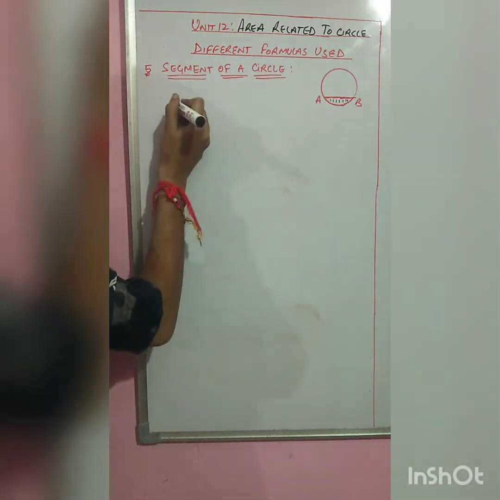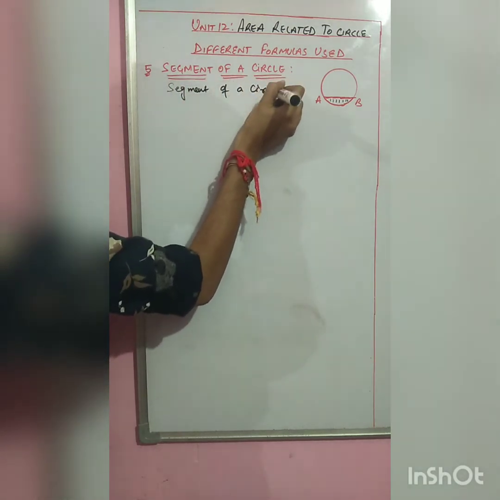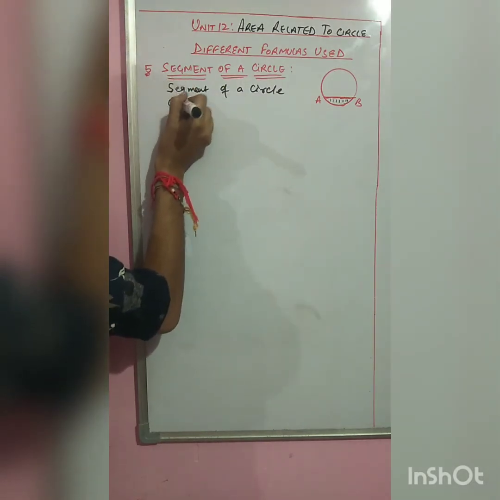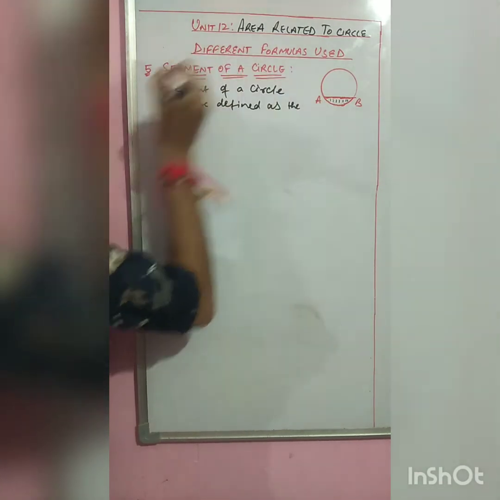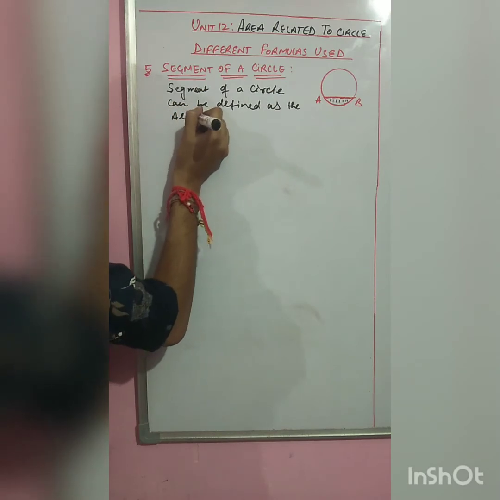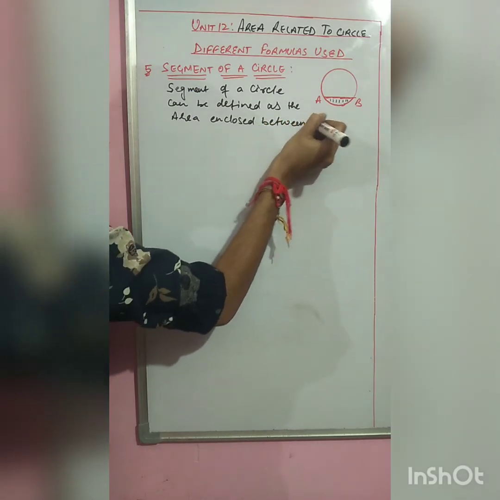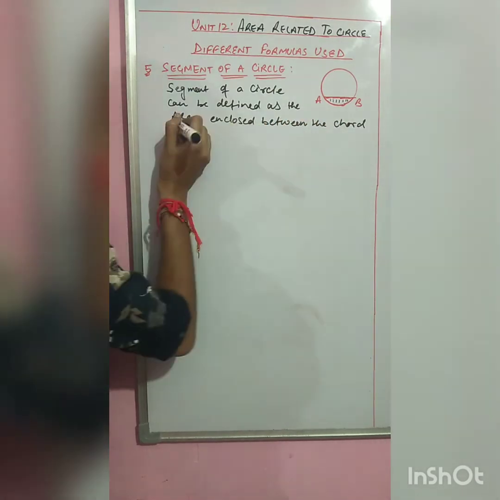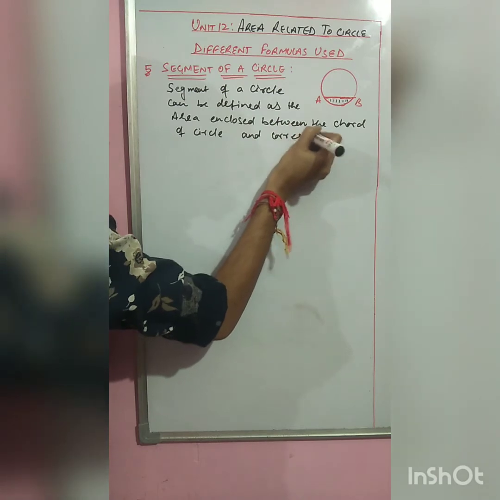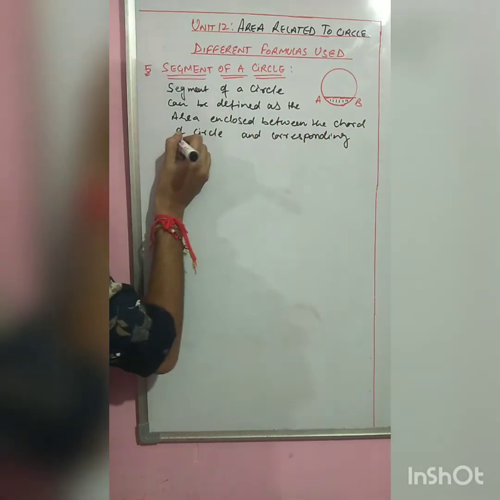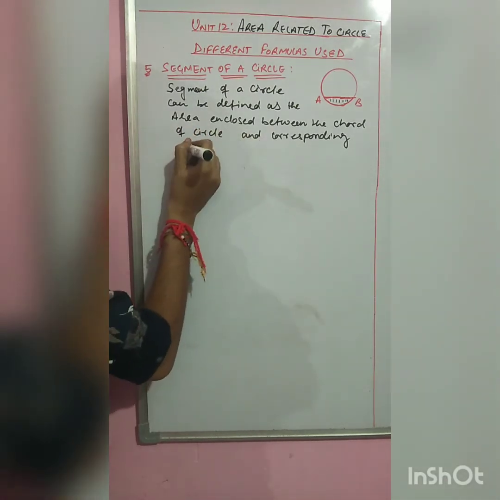So how can we define the segment of a circle? Segment of a circle can be defined as the area enclosed between the chord of the circle and the corresponding arc of the circle.